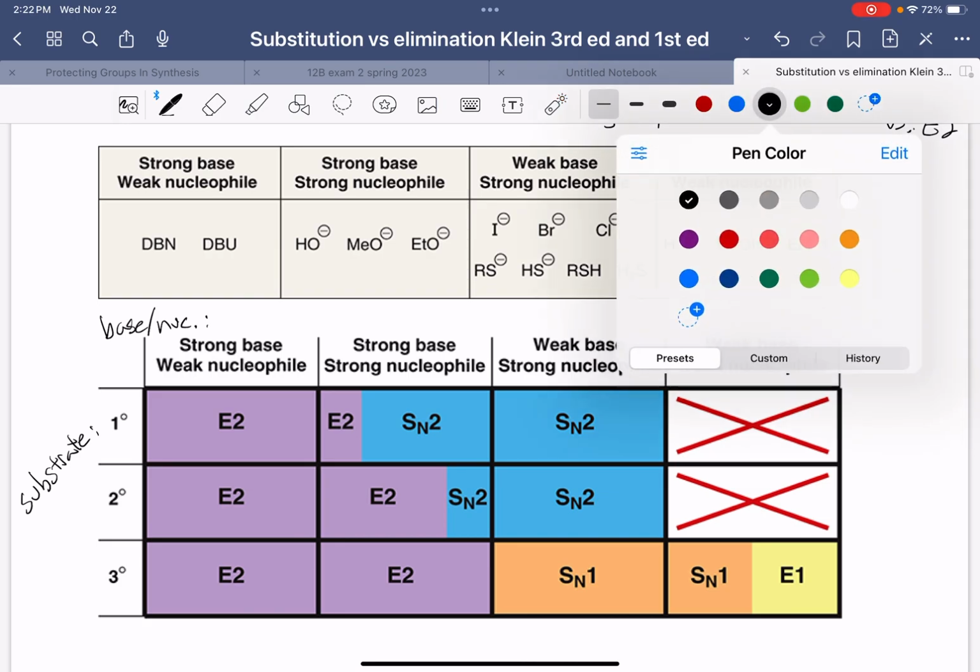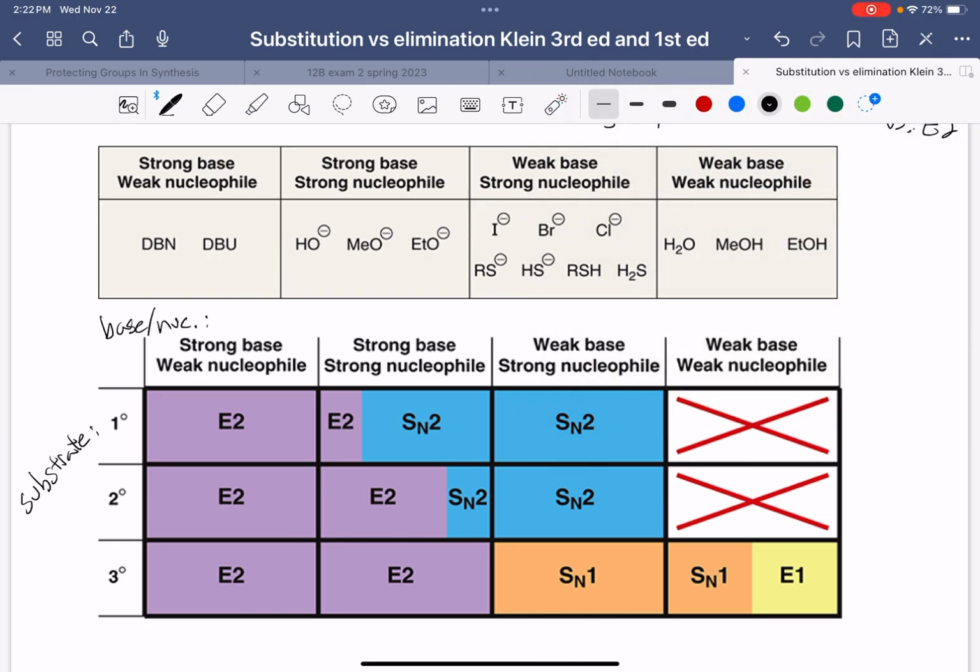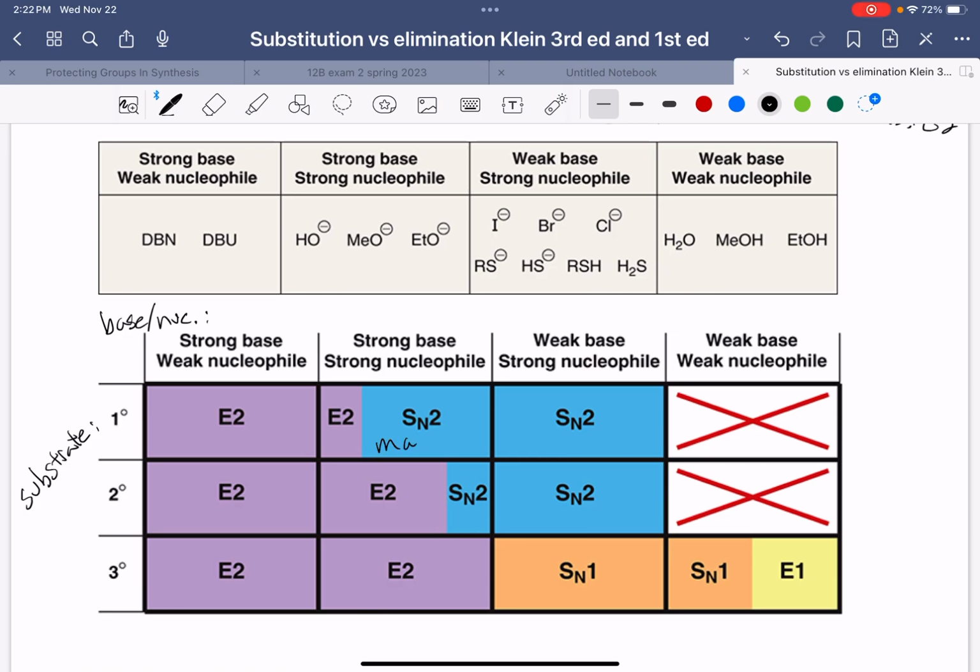So let me add that in here. So we'll just say here, E2 is major. Now, if your nucleophile is not a good base, then you'll get SN2 with primary or secondary substrates. And with tertiary, because the SN2 is so slow, you'll get an SN1.